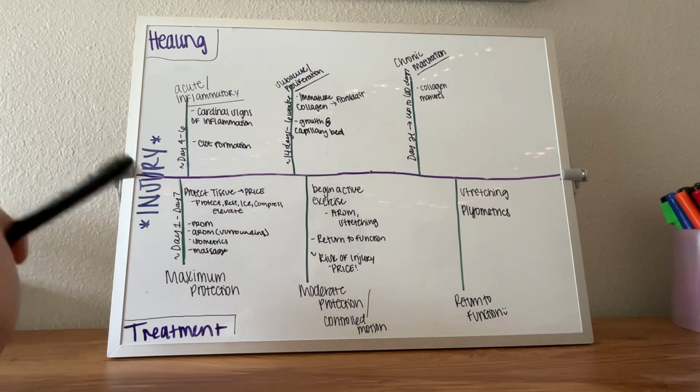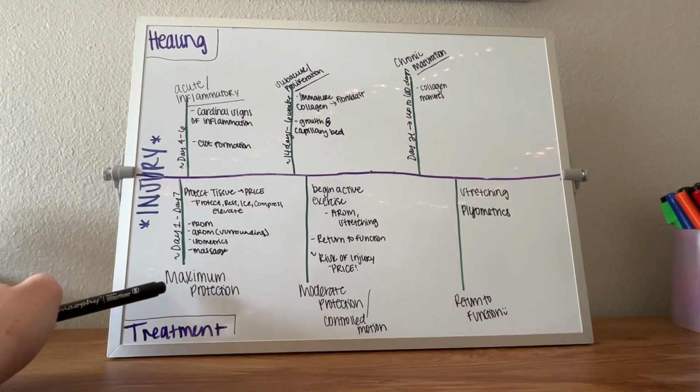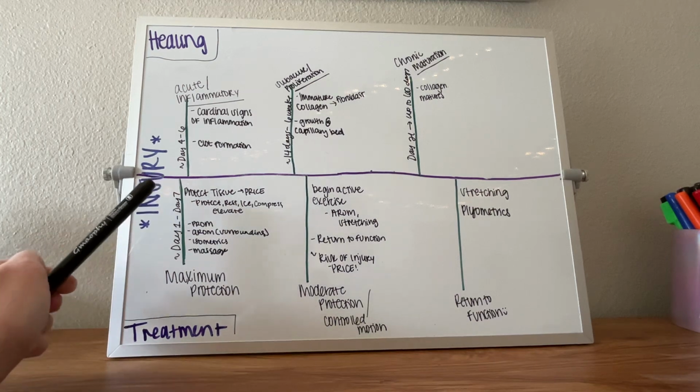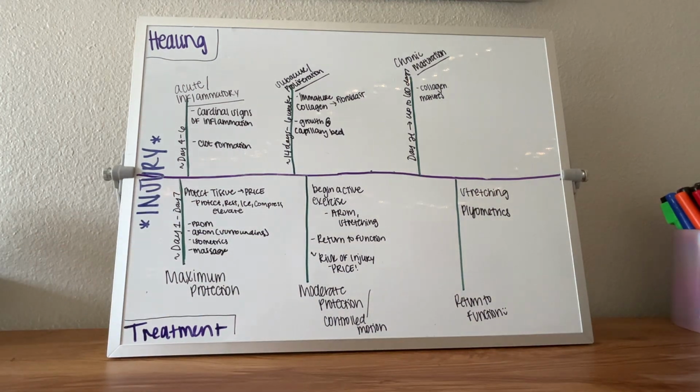While this is happening, we're also going to be in the maximum protection phase. During that phase, we're going to want to protect the tissue. So we're going to be using PRICE, and we're going to refer back to this throughout this video. PRICE is going to be protecting, resting, icing, compressing, and elevating the tissue.